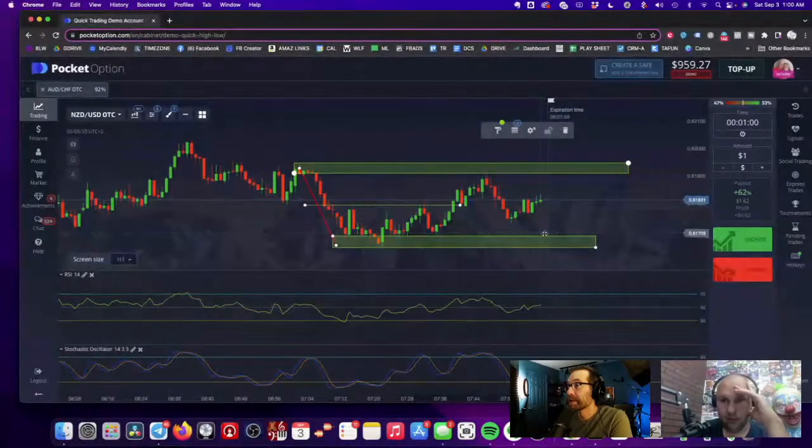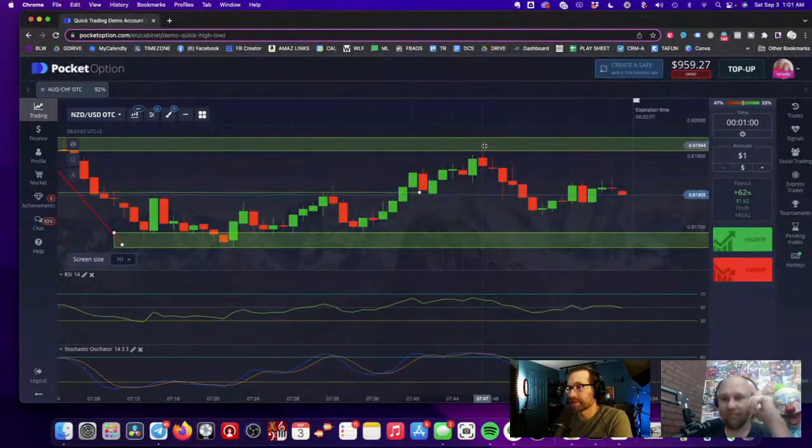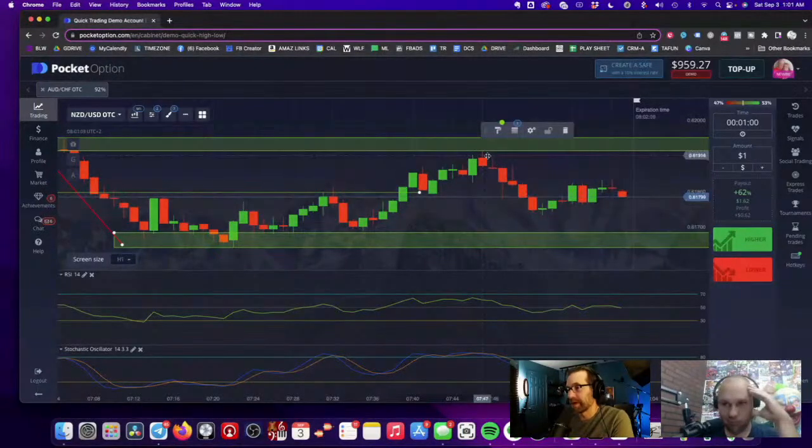Okay. And so when it got up to this level, you could be like, okay, let's take a 5 minute put, because it could go one or two more candles up and then go right back down. So this is not where you'd want to be taking a 1 minute call or put, because right here it touches that zone. You could say, okay, it's in the zone, put it, 5 minutes, and it would have won.